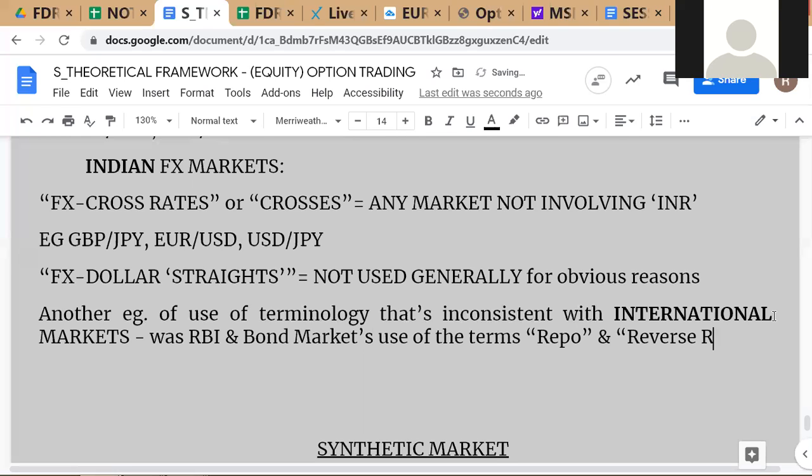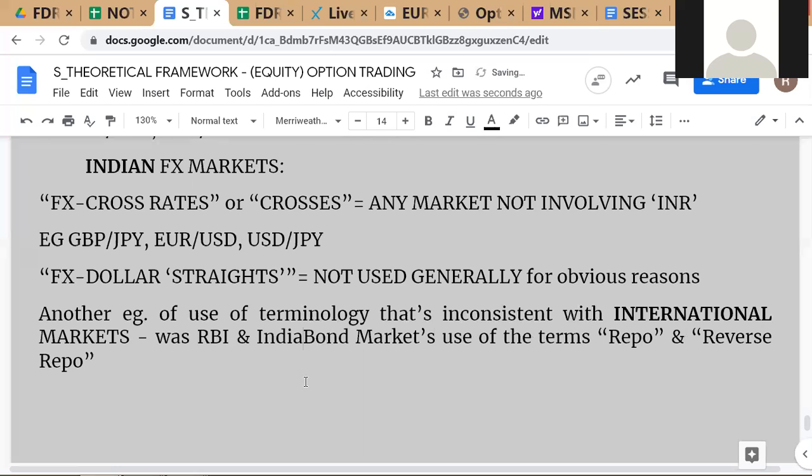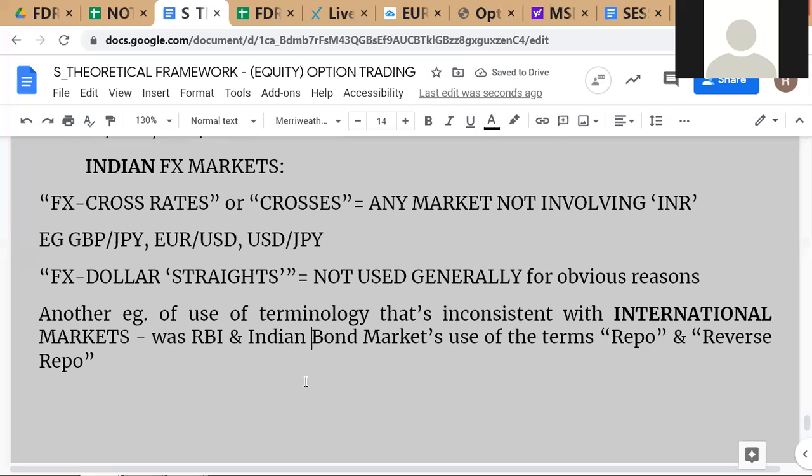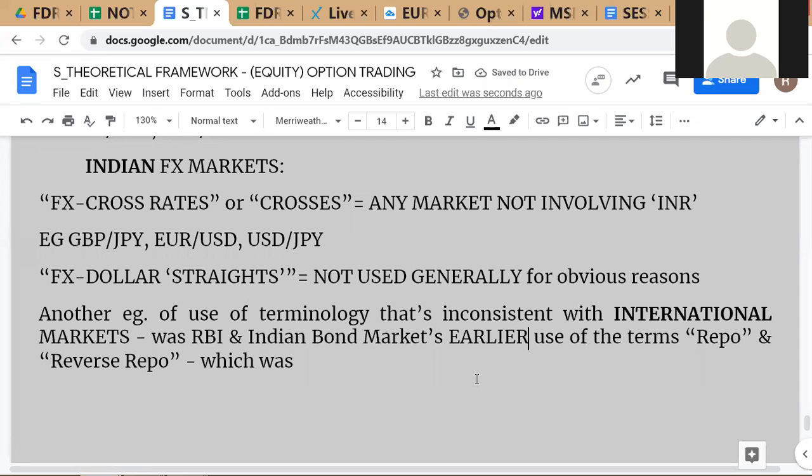Okay, so both RBI and the Indian bond markets used to use. So Indian bond markets will use whatever RBI uses, because they are kind of dependent on the RBI. And every bond market is dependent on the central bank very heavily. So they use the term repo and reverse repo, which was earlier use. I want to make this clear that this has now been rectified, but it was the case for many years, and therefore it was again not correct. We should not be inconsistent with international markets.